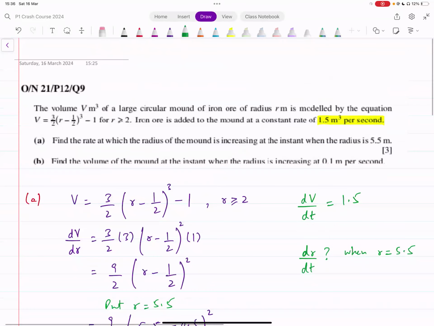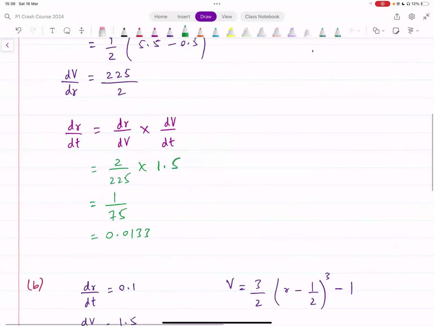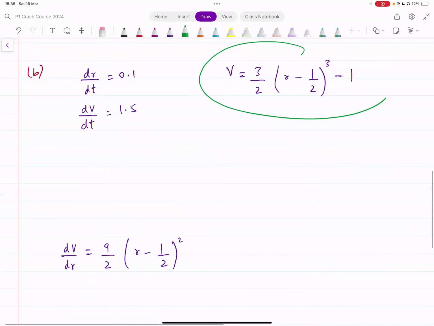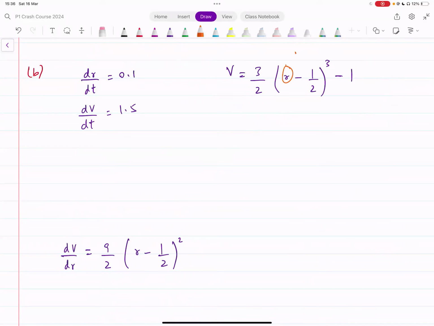So remember the question. The question says, find the volume. Volume is what you need to find out at the instant when radius is increasing at 0.1 meter per second. Volume is supposed to be found using this equation. We need some value of r for that. How do you find that value of r? You're looking for the value of r that corresponds to dr over dt being equal to 0.1.